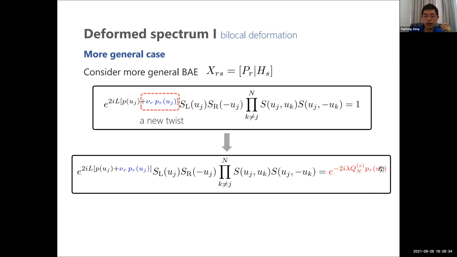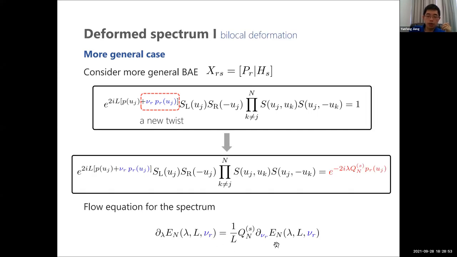In order to bring it back to the original form, I would rather start with a twist ν, which couples to p_R. Then I can just bring this back, at the price of shifting the chemical potential by this amount. This will give me a flow equation which is similar, but here, instead of taking the derivative with respect to the length, which you can imagine to be the twist of this momentum, I take the derivative with respect to the twist. So this is the only difference.